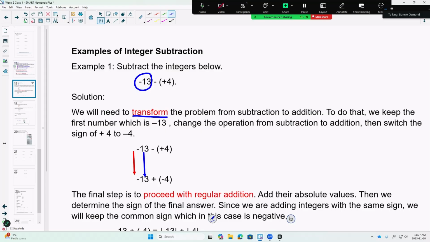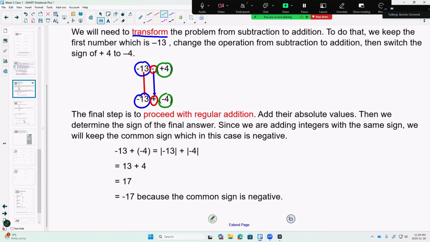So when we make our changes, negative 13 stays negative 13. It doesn't change. Then the second step is to change from subtraction to addition. And then the third change is to switch positive 4 to negative 4. Okay, so 3 things. Keep the first number, the minuend, change the sign from subtraction to addition, and then change the sign of your subtrahend, the second number, to its opposite.